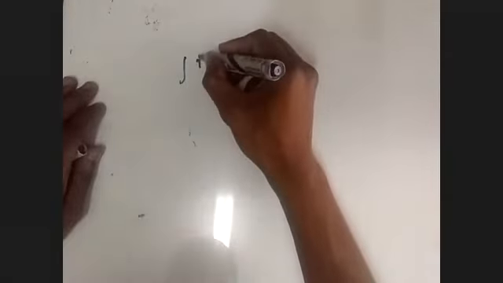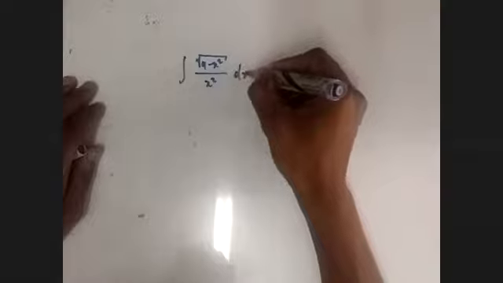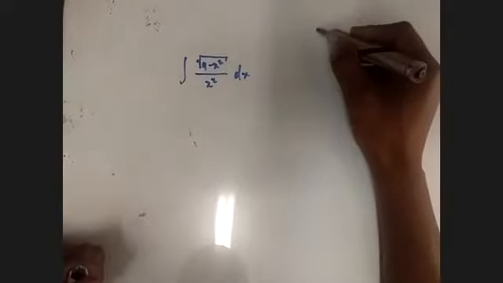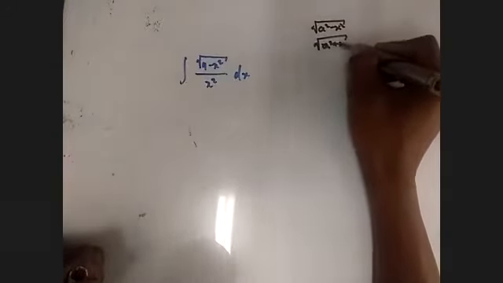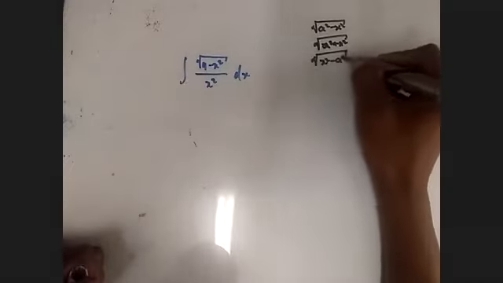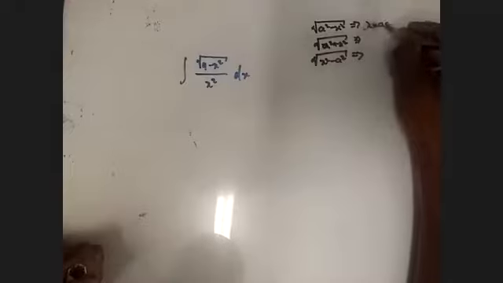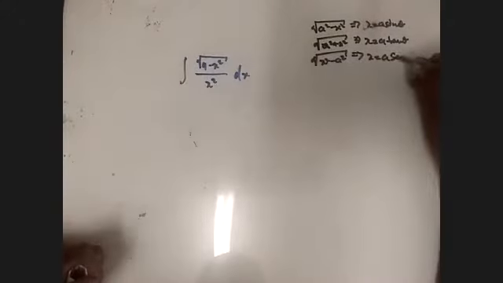Let me say I give you the integral of the square root of 9 minus x squared, all over x squared, dx. First, we can determine whether it follows a squared minus x squared, a squared plus x squared, or x squared minus a squared, which relate to x equals a sine theta, x equals a tan theta, and x equals a sec theta.